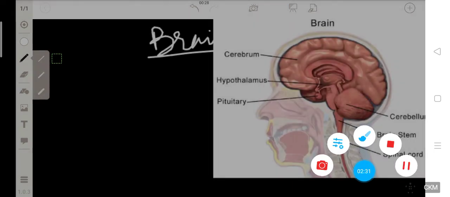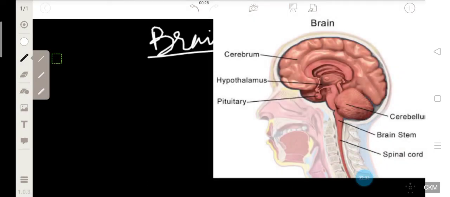So now, students, we are going to discuss the brain. The brain is one of the most major organs of the body, which controls all the functions of the living organism. The brain is known as the president of the body, which means that all systems are coordinated and controlled by the brain. So let's discuss the structure of the brain.